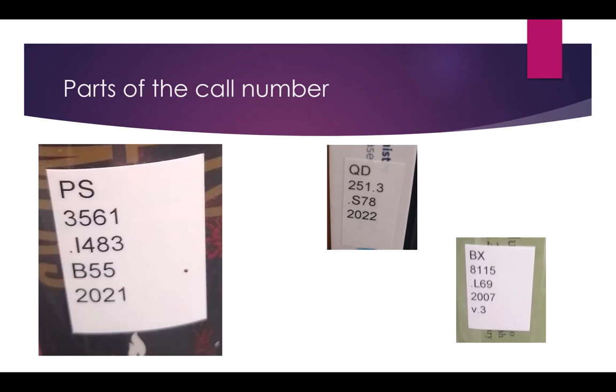Note that while all books have at least one cutter number, some only have one. Finally, there might be additional information, such as the date or volume number. All of our books currently have dates on them, but this isn't required. Only some of our books have volume numbers.